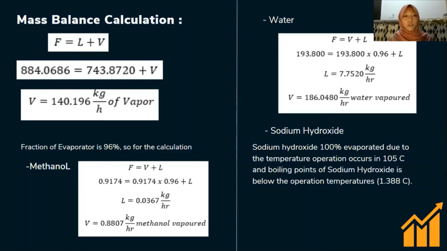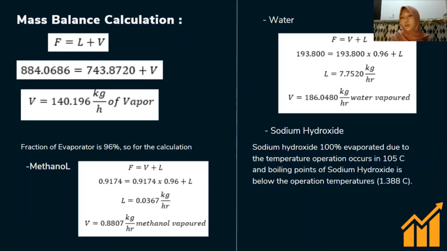And from our assumption, the fraction of evaporation is 96%. So for the calculation, for methanol, F equals V plus L. The F for methanol is 0.9174, and for the vapor we must multiply by 96%. So we get the vapor value of about 0.88 kg per hour of methanol vapor, and for the liquid it is 0.0367 kg per hour. And for water, the F for water is 193.8, and for the vapor we must multiply by 96%. So we got the value of V as 186.04 kg per hour, and for the liquid 7.7 kg per hour.